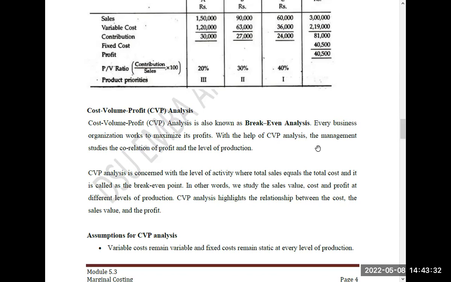Any doubt in this? Are you able to connect that formula here? Sales minus variable cost is equal to contribution. Contribution minus fixed cost equal to profit. PV ratio, I will discuss: contribution by sales into 100 is equal to PV ratio. Out of these three products, which product is contributing more towards the profit of the company?